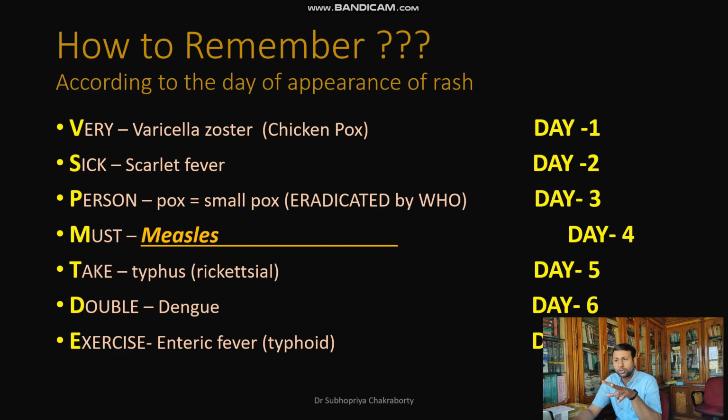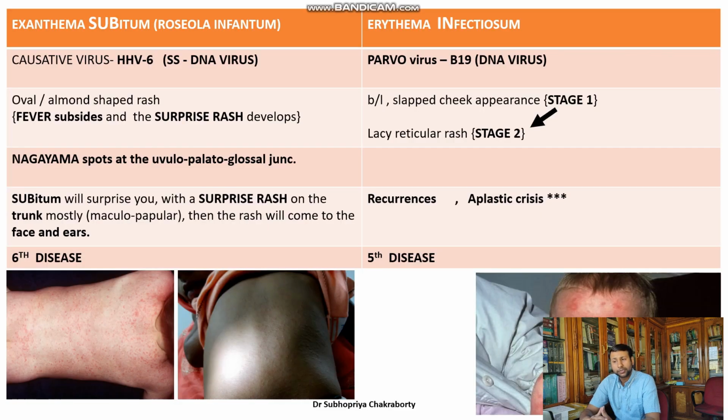Why I have shown you this is because it is something people get confused about. The 5th disease is erythema infectiosum, and the 6th disease is exanthema subitum. These are two different things. The 5th disease is caused by parvovirus B19, which is a DNA virus. In parvovirus B19, we get a bilateral slapped cheek appearance.